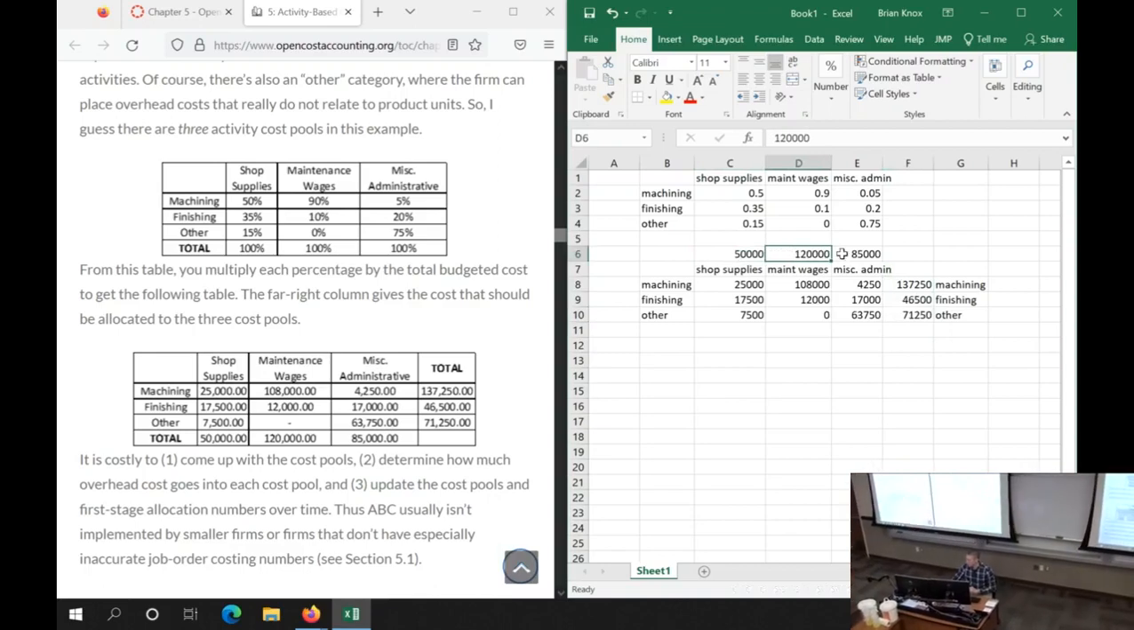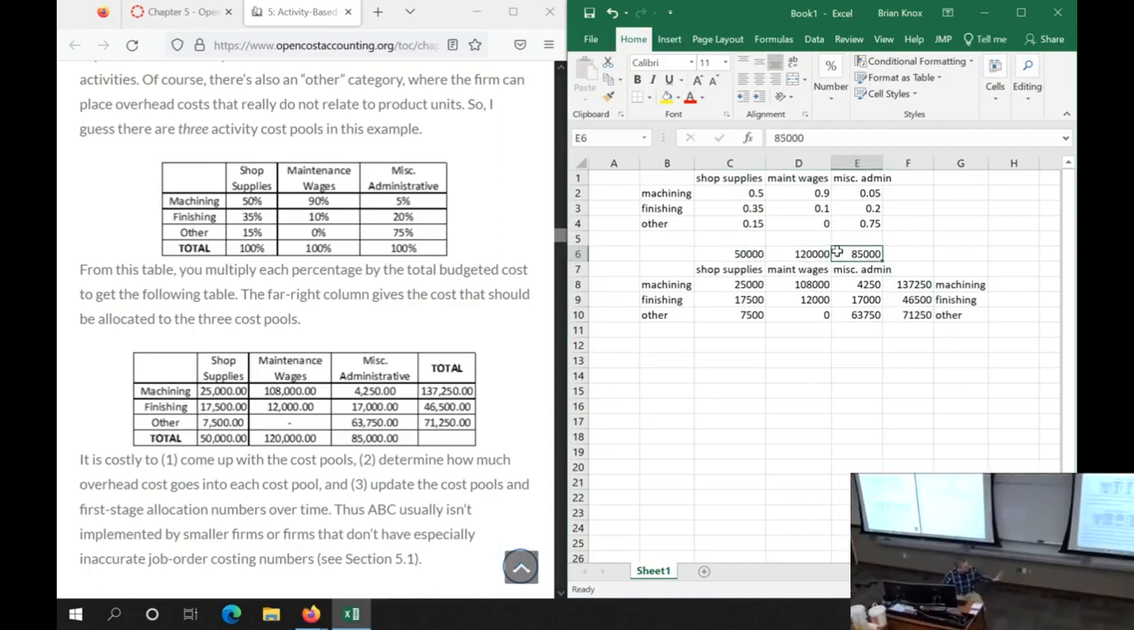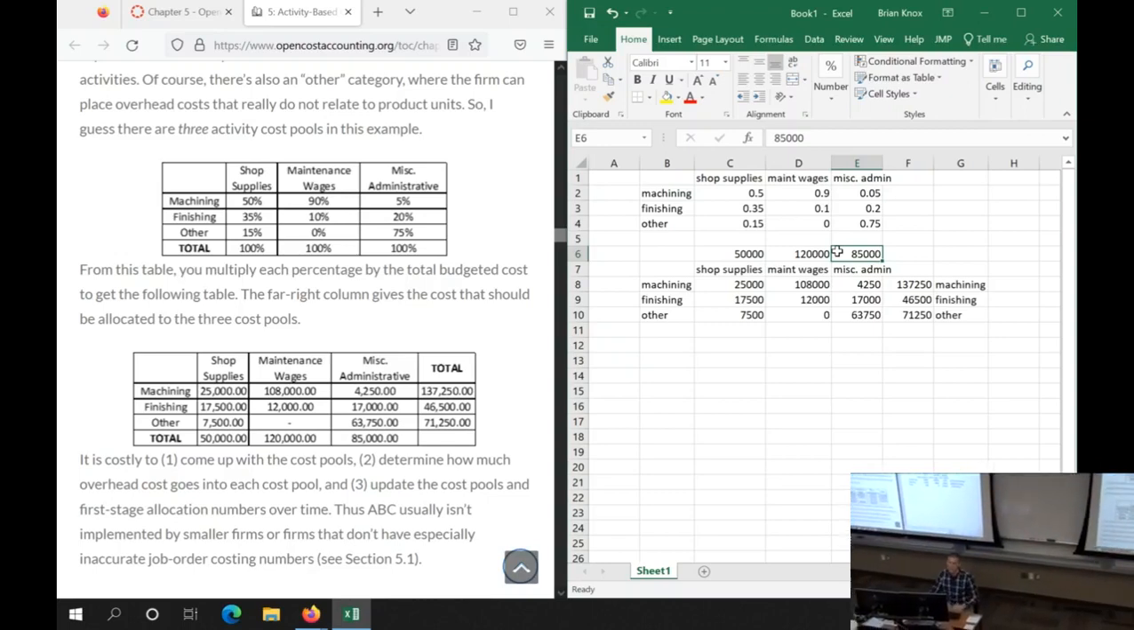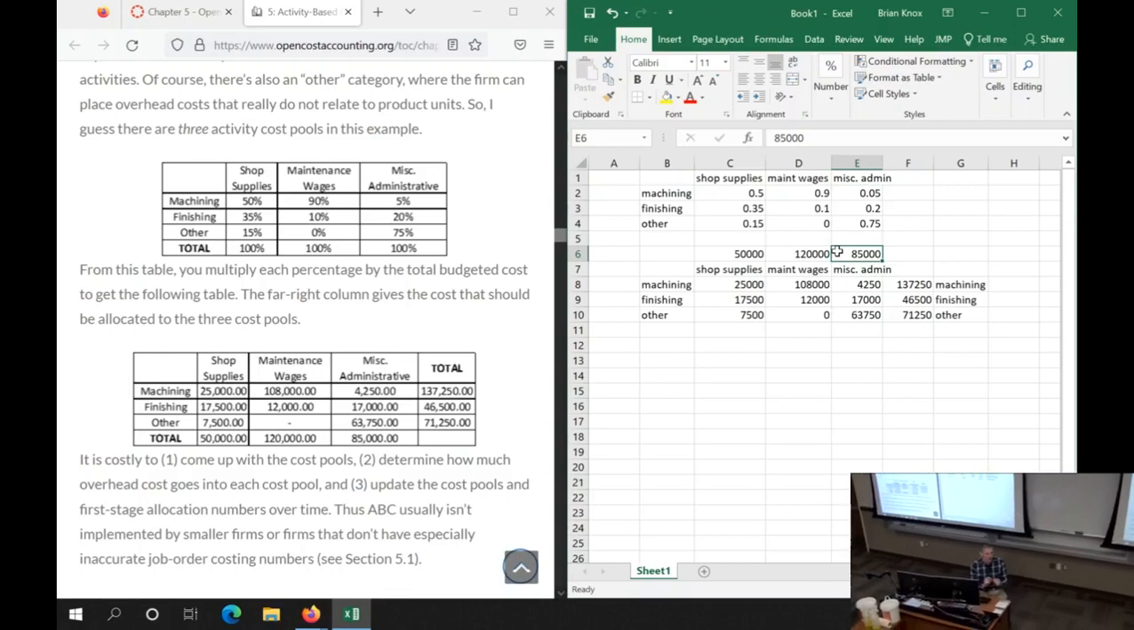We start with GL categories. You can go look up in your QuickBooks, in your Peachtree, in your SAP. You can find out what the balance of those categories is, at least in the budgeted categories. And that's great, but it's not refined enough.